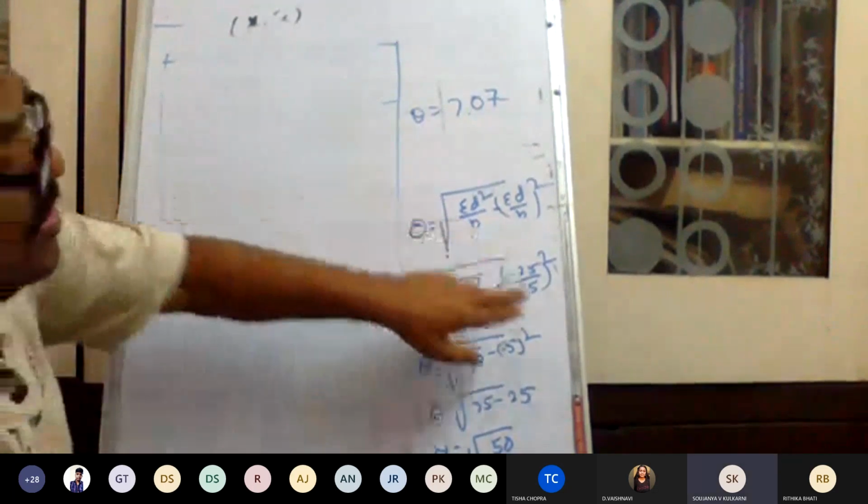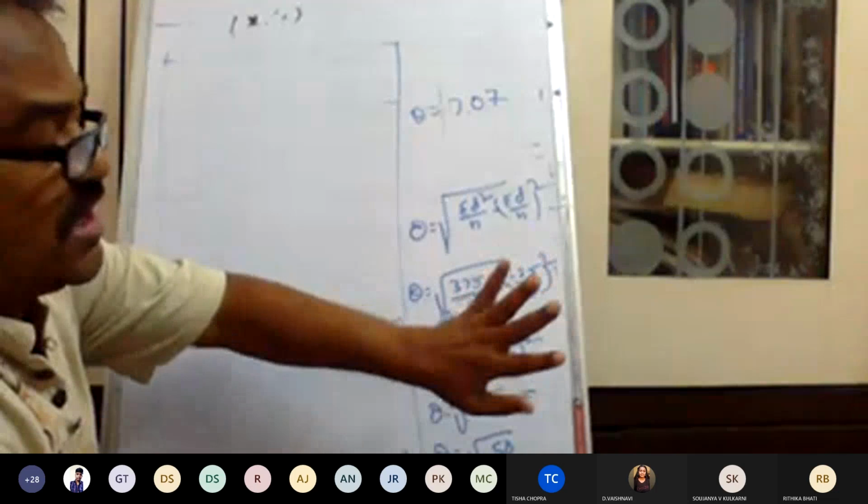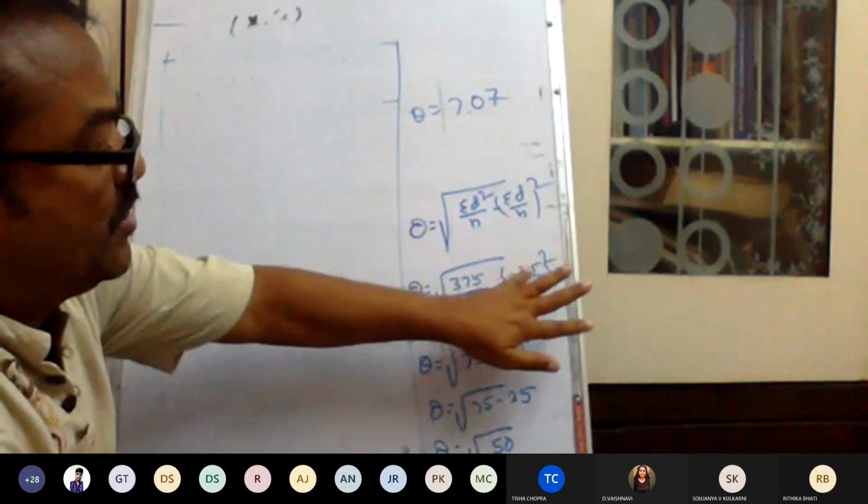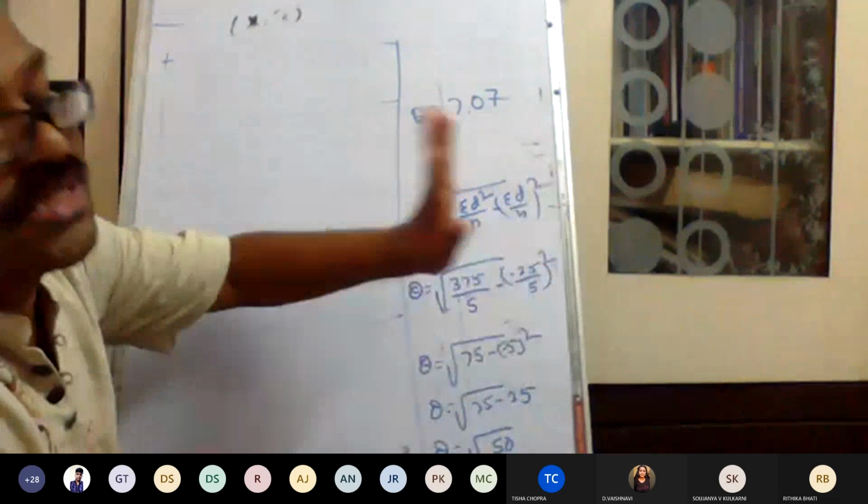Sir, if you say square is not for n, but you squared 5 also, no, sir? Here, yes. Then the answer will change. How much is coming? 25. No, first you have to. Do one thing, don't confuse standard deviation. It is not only 25; it will be applicable 25 divided by 5, after which you take the square.